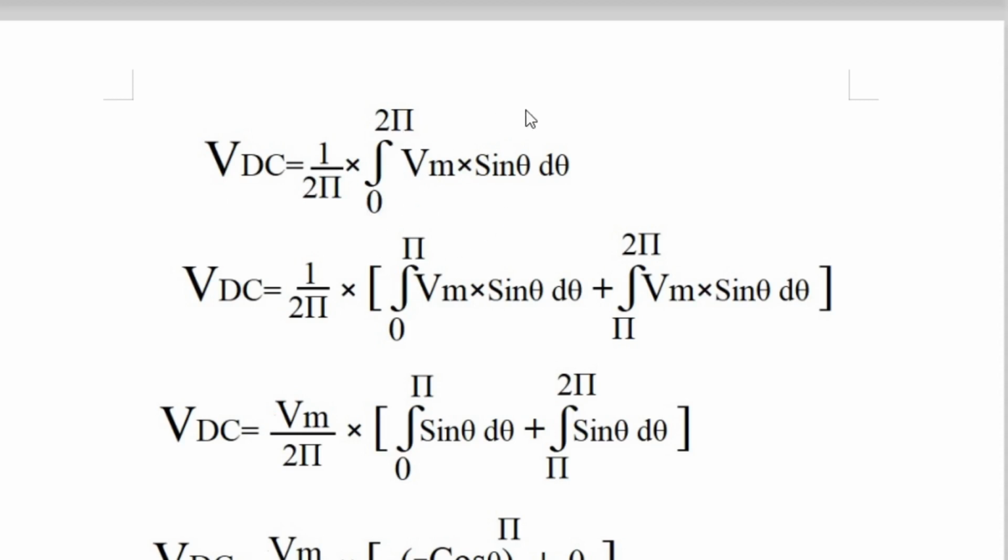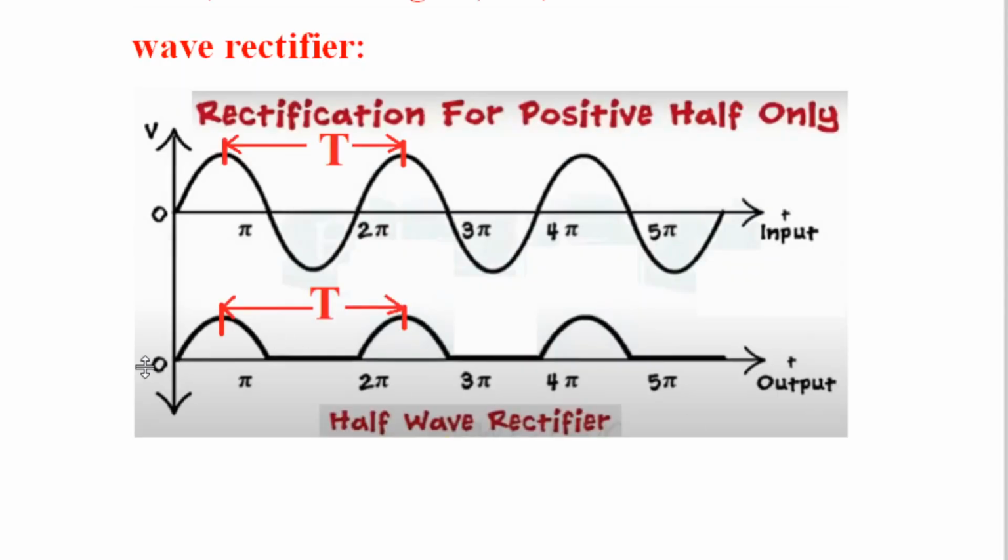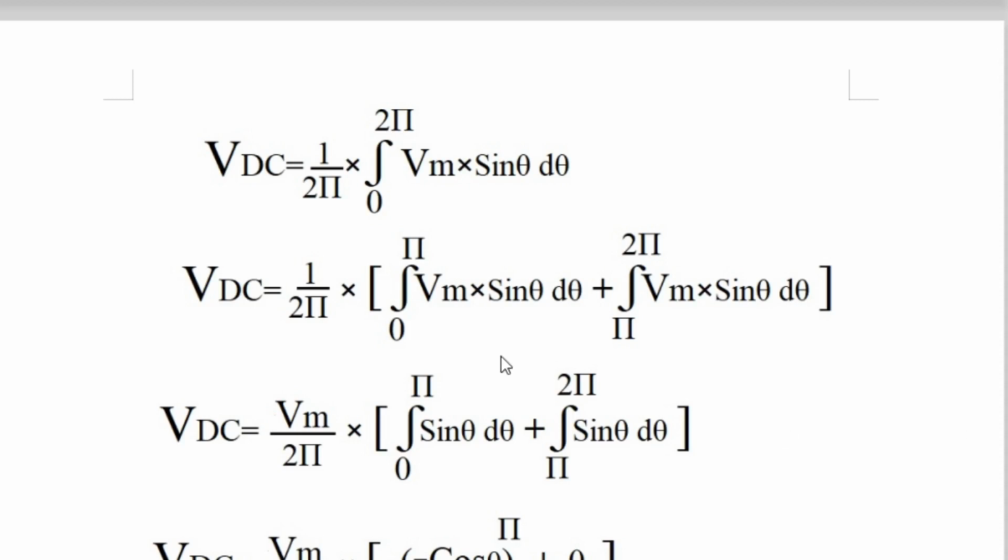Why 0 to 2 pi? Because positive half and negative half, that is one cycle. Vm into sine theta d theta. Now what we'll do, into bracket we'll put this here. 1 upon 2 pi as it is, 0 to 2 pi. 0 to 2 pi means 0 to pi and then pi to 2 pi. So this will divide into two parts, 0 to pi and then pi to 2 pi, because pi means 180 degree and 2 pi means 360 degree. So the first integration is 0 to pi Vm sine theta d theta plus the next integration from pi to 2 pi Vm sine theta d theta.